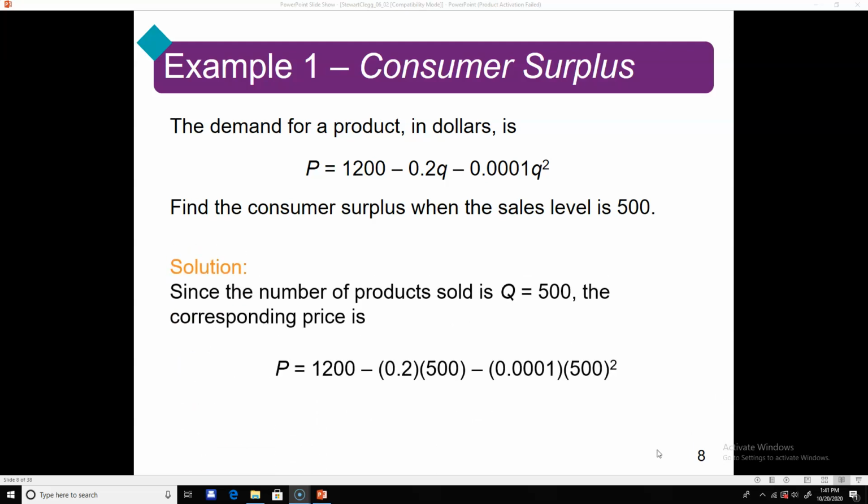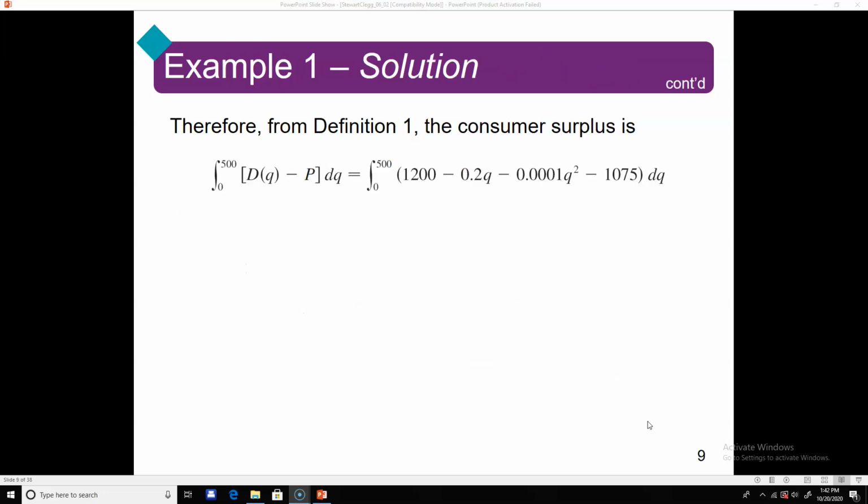So that's what we see below, and that comes out to 1075. So basically our setup for this is the consumer surplus is going to be the integral from 0 to 500. And we're going to have to take that 1200 minus 0.2Q minus 0.0001Q squared and then subtract this 1075. So that's exactly what we see here. So 1200 minus 1075 comes out to 125.